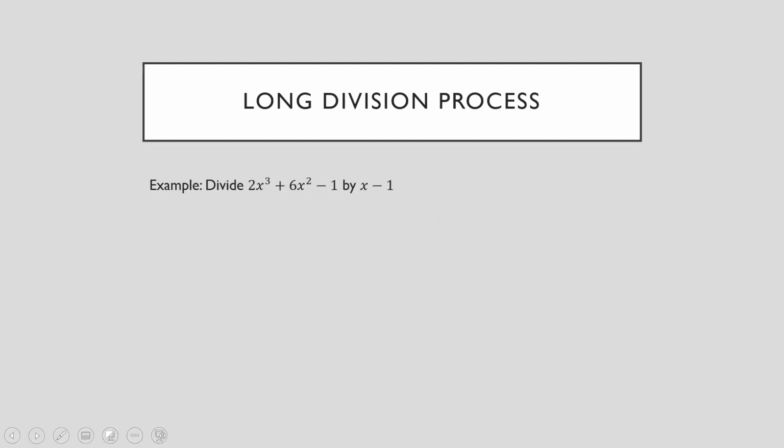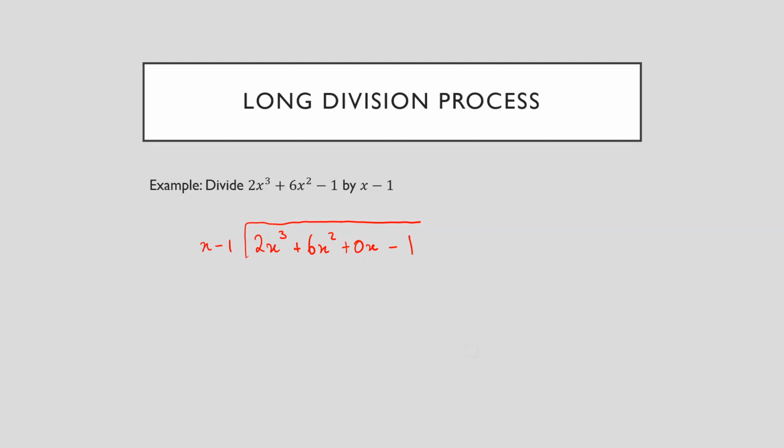Last one. Let's do it. So 2x cubed plus 6x squared. Now notice we've got the x term missing, so we have to include that when we write out our division. So we just write plus 0x minus 1, and we're dividing this by x minus 1.